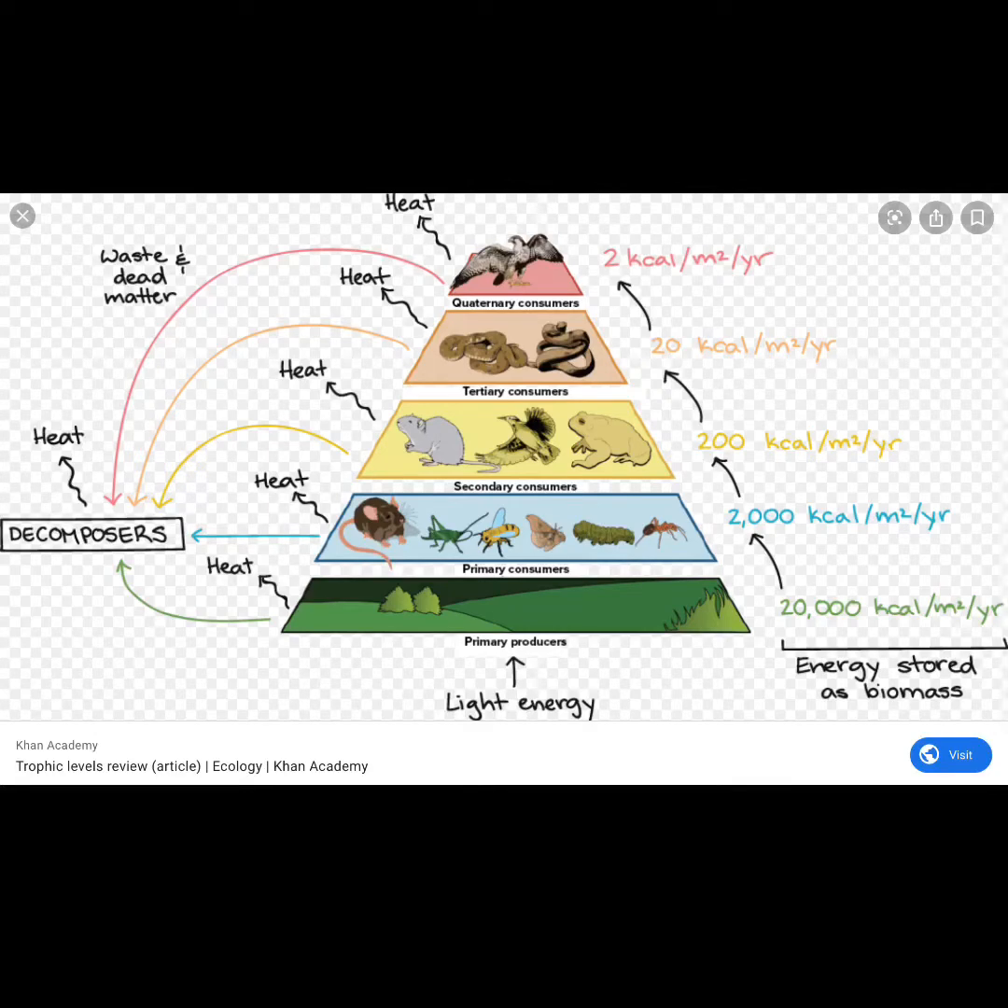Okay, today what we're going to talk about is trophic levels, or the energy pyramid, as it's also called. What this shows you is the flow of energy through an entire ecosystem, starting with sunlight producing light energy. When the sun produces light energy, plants, or the primary producers, take that light energy and through the process of photosynthesis, they make oxygen and food.